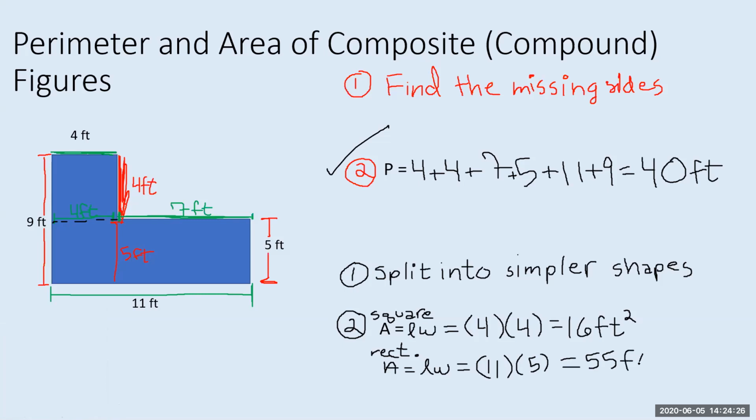And then to find the overall total area for this compound figure, we would just go ahead and add up those components, add up those two shapes. So the total area is going to be 16 square feet plus 55 square feet.